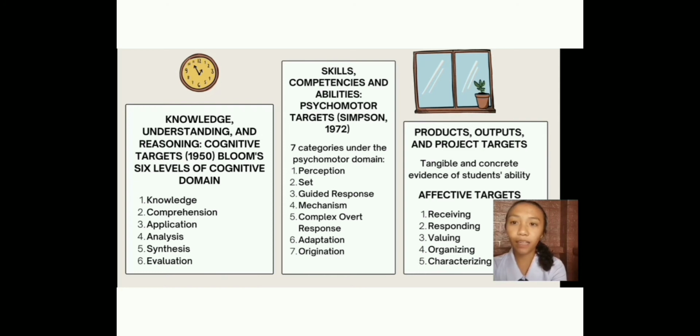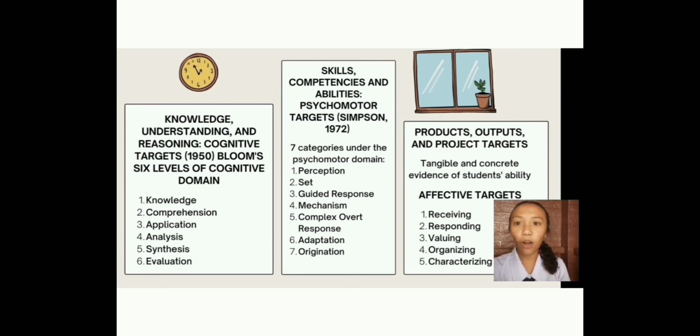Fourth, we have mechanism, which is the intermediate stage in learning a complex skill. Learned responses have become habitual, characterized by the individual's confidence and proficiency. Fifth, we have overt response, which refers to the proficiency indicated by an accurate and highly coordinated performance. Sixth, we have adaptation, where the learner can modify movement patterns. And seventh, we have origination, or the creation of new movement patterns to solve a particular problem.